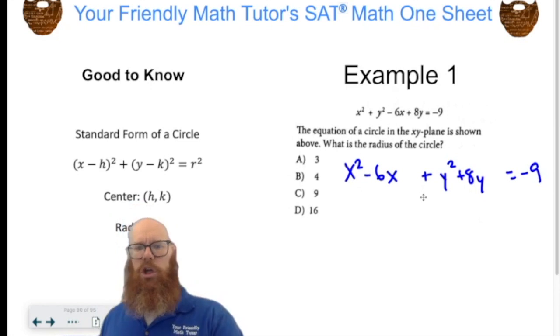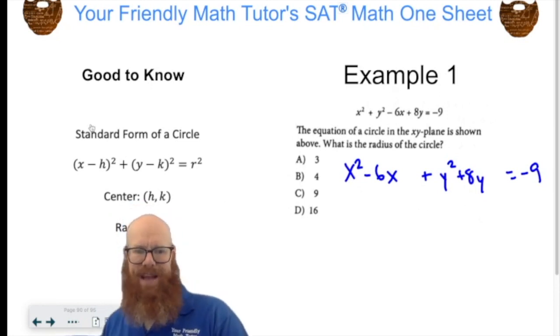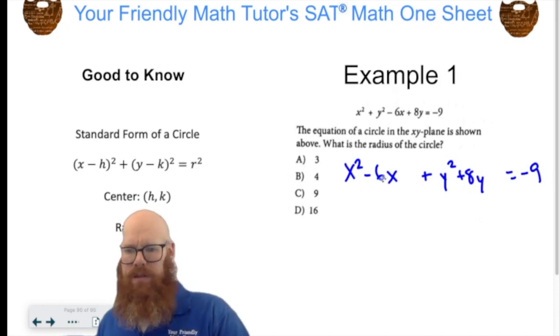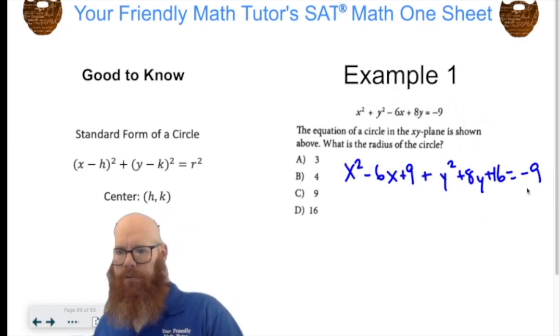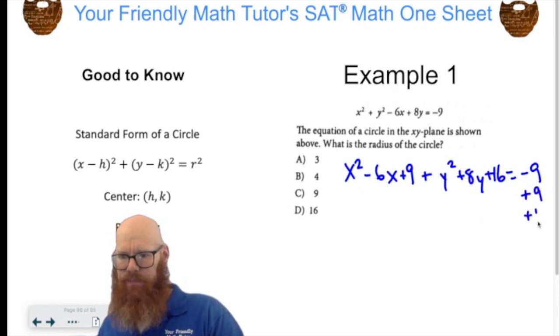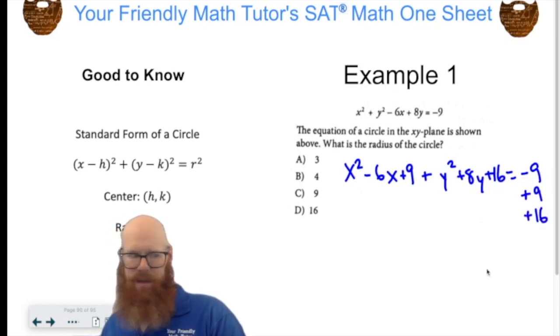Then we're going to use the completing the square method to get these perfect squares that are in the standard form. The way you complete the square is you take half of 6, which is 3. 3 times 3 is 9, so I'm going to add 9 here. Over here, half of 8 is 4, and 4 squared is 16. So I'm going to add 9 and 16 to create my perfect squares, and I'm also going to add 9 and 16 to the other side.